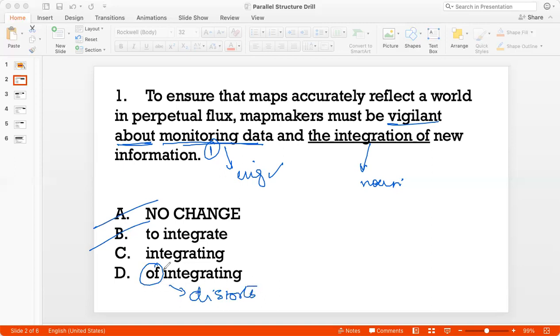So we don't need of because this preposition about works for both monitoring data and integrating new information. I have to be vigilant about it. I have to make sure it happens. And so the right answer is option C.